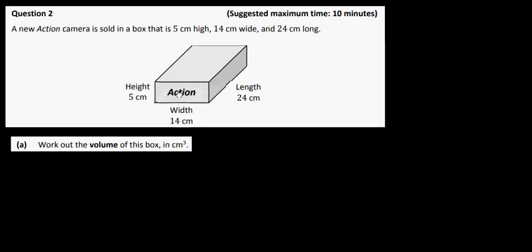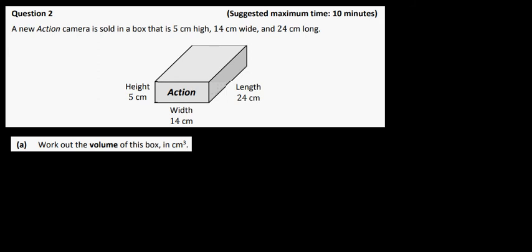Let's have a look at question 2 here. Question 2 is to do with these boxes here. This is one of many boxes. A new action camera is sold in a box that is 5 centimeters high, 14 centimeters wide, and 24 centimeters long. Work out the volume of this box.